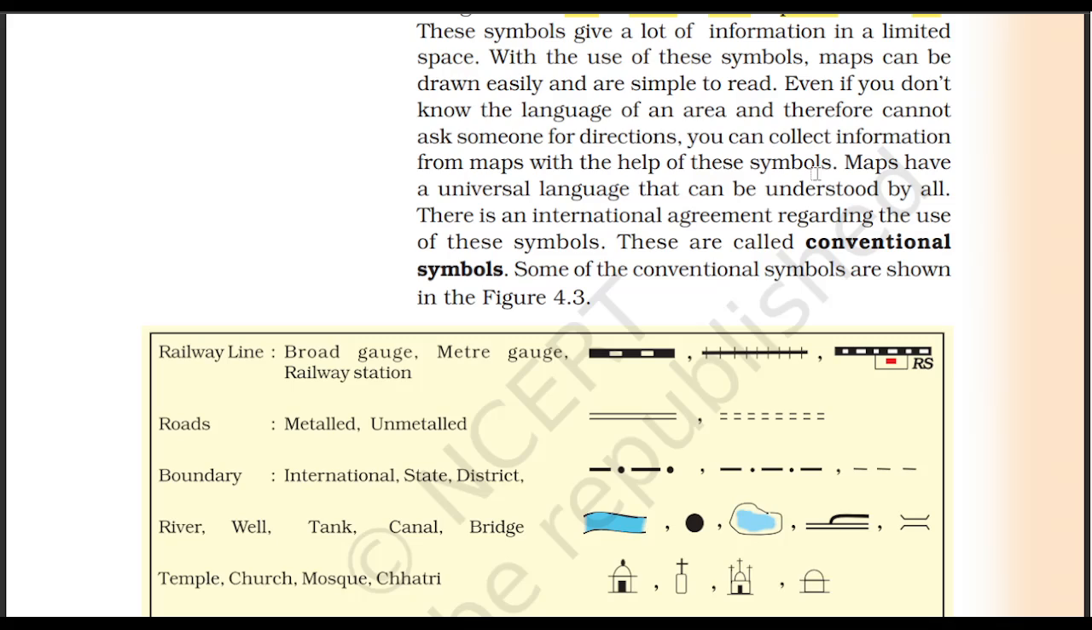Maps have a universal language. Maps have a universal language that can be understood by all. It means symbols are a universal language for any person, whether or not they are able to read, write, or understand any language. It means an illiterate person can also read a map.